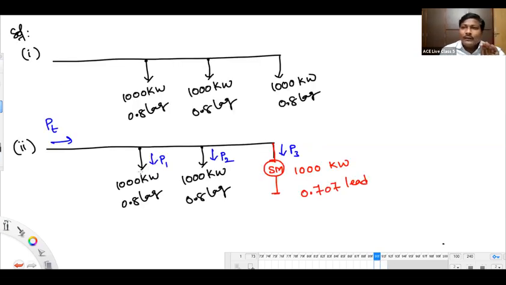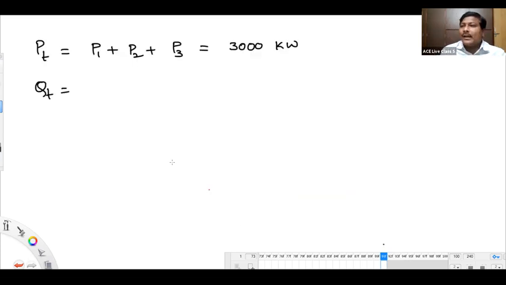First machine, induction motor, lagging power factor, takes reactive power. Second machine, induction motor, lagging power factor, takes reactive power. Third machine, synchronous motor, will be supplying, injecting reactive power. So by the power balance equation, QT is equal to Q1 plus Q2 minus Q3. Q1 plus Q2 is absorption, Q3 is supply.